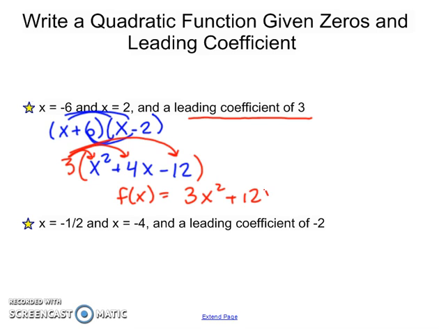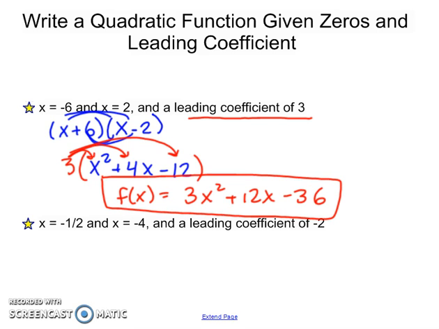plus 12x minus 36. It's very important that you guys put the f of x in front. So whether you want to put f of x or g of x or y, okay, it doesn't matter, but you have to have something equals the function. You can't just have the function.